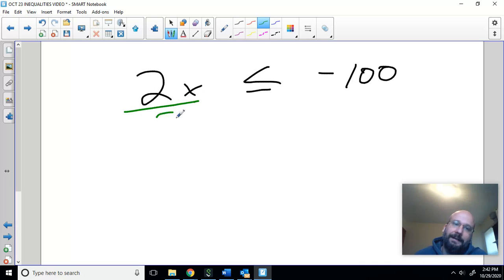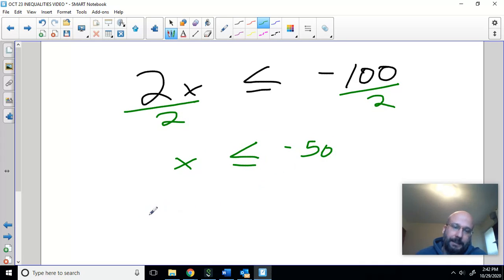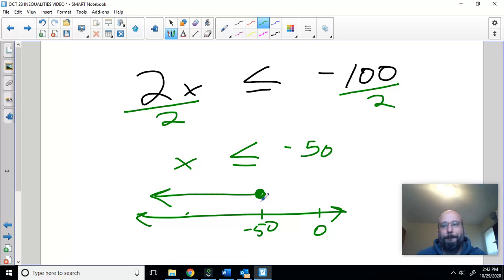So this one I'm going to divide by 2, right? I'm dividing by a +2, so I don't have to flip the sign. And my number line, -50, 0, solid, and it goes this way.